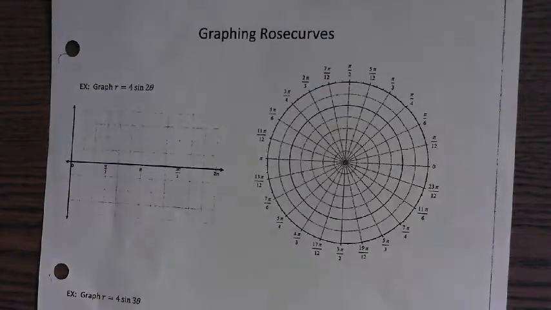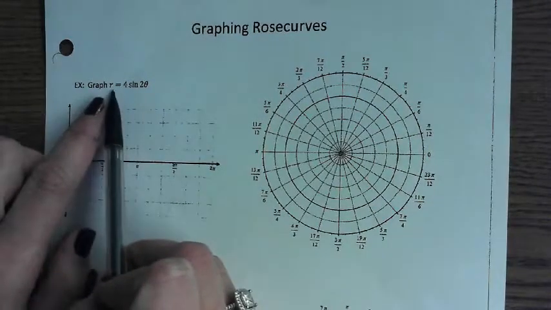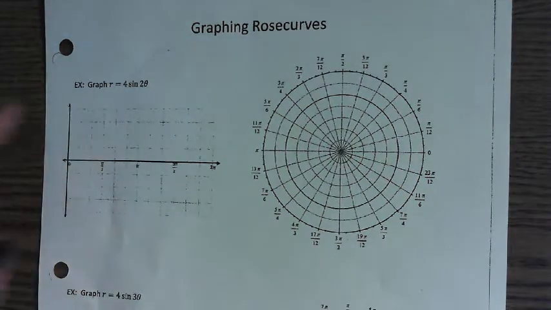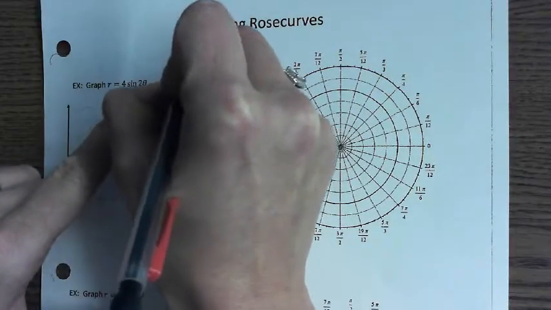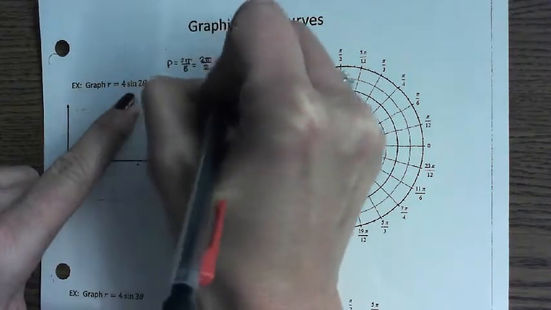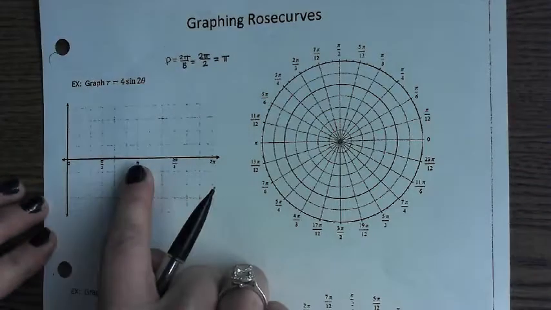So that we have a guide and we can pull some points from our two-dimensional graph. So what's changed, obviously, between what we looked at yesterday with the limaçons and this one? 2 theta. The period has changed. So our period, which is 2 pi over b, is now pi. So we have a sine curve with an amplitude of 4 that has to complete one cycle by the time we reach pi.